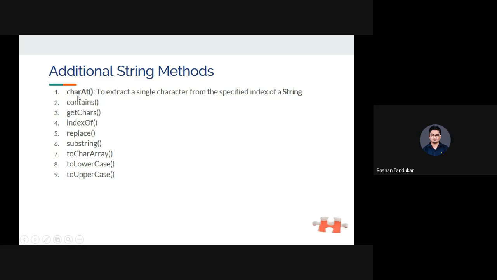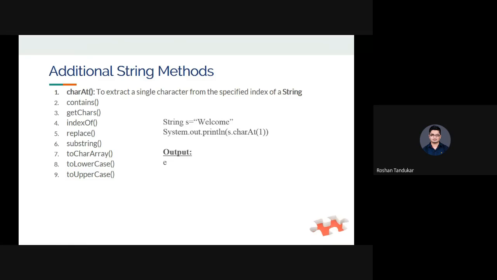First of all, charAt. What is that? Just remember, the name itself tells the meaning. charAt means character at, that is, at what location. To extract a single character from a specified index, you use charAt. You have to define a location, and whichever character lies at that location or index, it will return that character. You can see an example here.